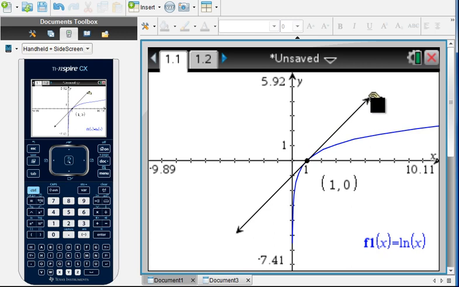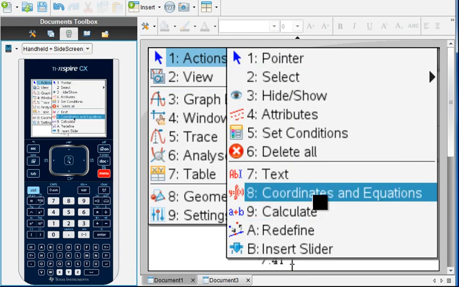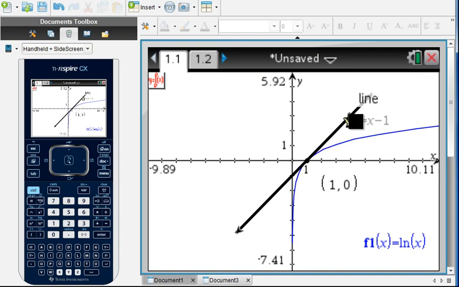Line, there we go. So if we would like to find out the equation for this, menu, actions, coordinates and equations, and then we just click on the line and we see that the equation is y is equal to x minus 1. So the m value, or the slope, is 1 because it's 1x, but we don't have to write it out. So the slope is 1, and the c value is minus 1 because it crosses the y-axis where y is minus 1.